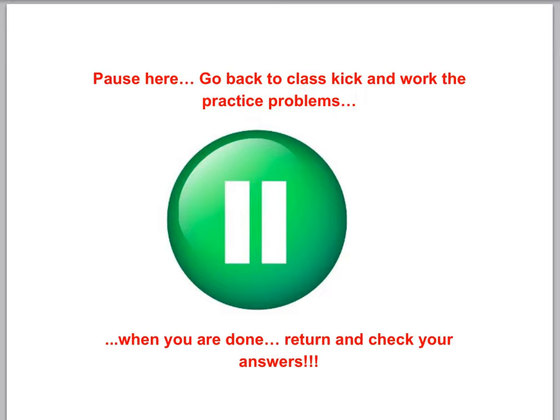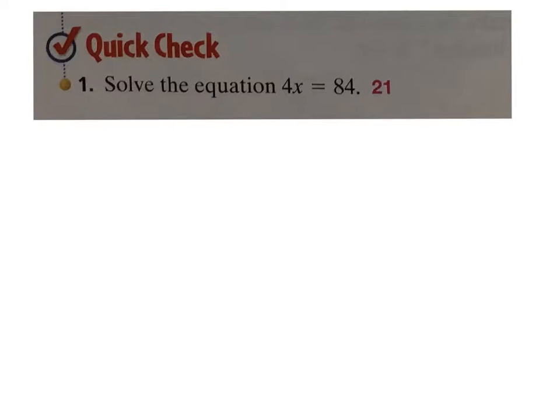So pause here, your turn, go into class kick, you work one, please come back and check that. So here we see we have this equation, 4x equals 84. Obviously this means 4 times x. So to solve, we're going to have to divide both sides by 4. So let's go ahead and do that here real quick.